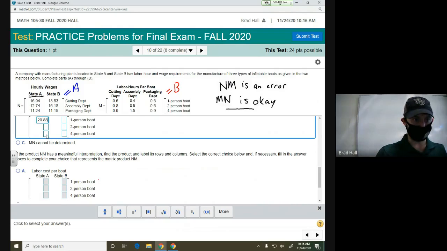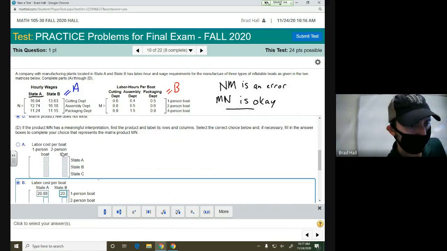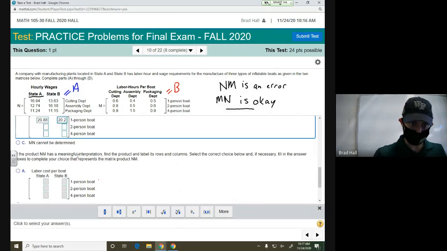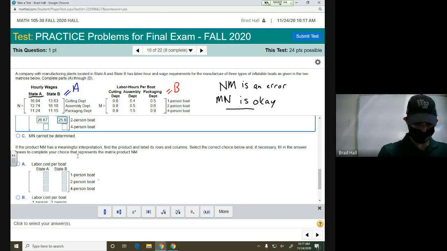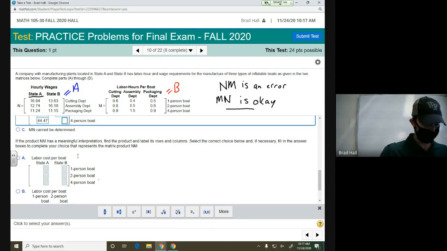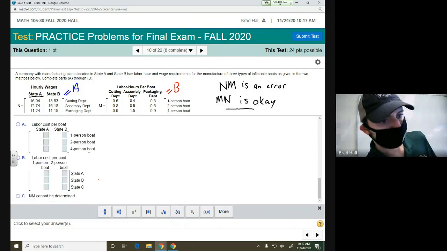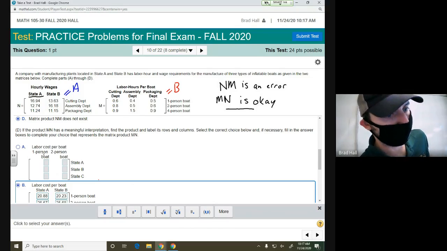And so my calculator gives me 20.88, 20, and I believe there's a part that says round to the nearest cent. So 23, 26.67, 25.68, 44.47, 46.57. To be honest, I don't expect this to be a problem on the exam.